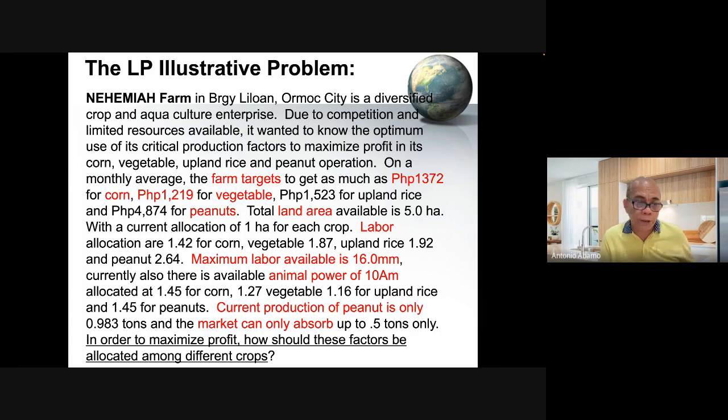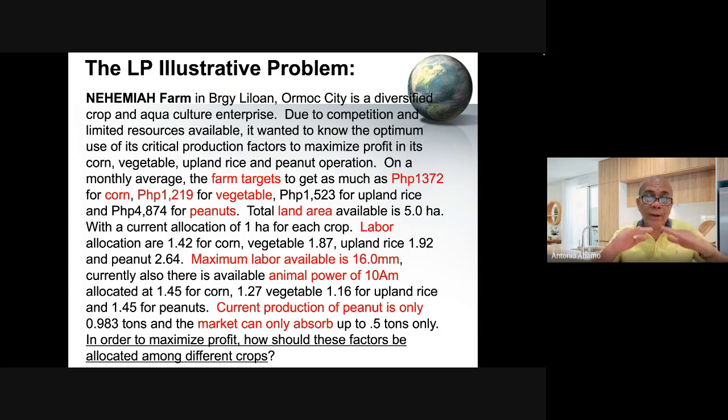Current production of peanut is only 0.93 tons. Market can only absorb up to 0.5. Okay. So, in order to maximize profit, how should these factors be allocated among the different crops? Okay. That is the problem.